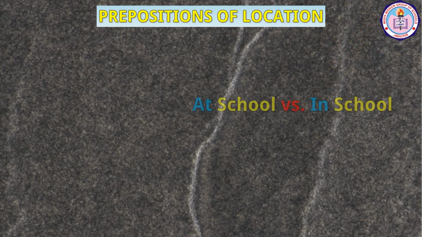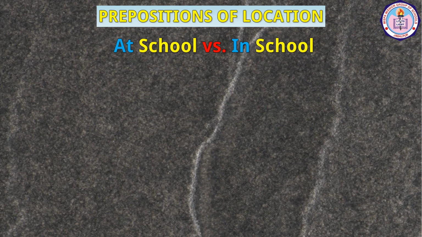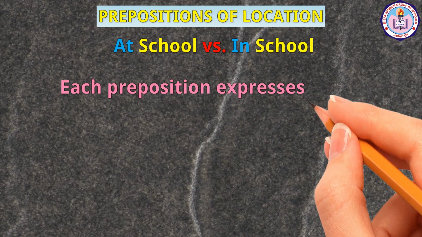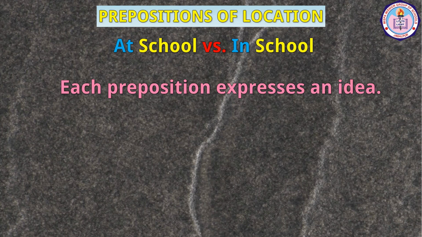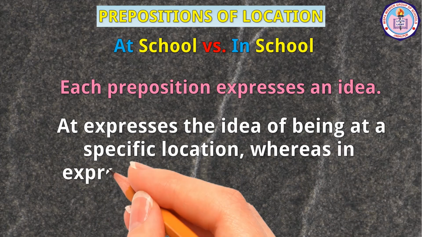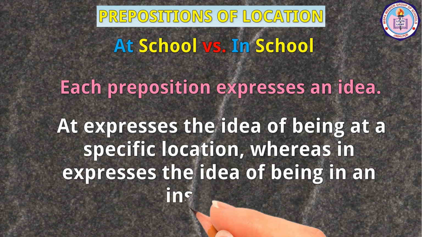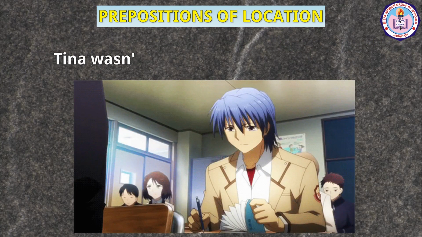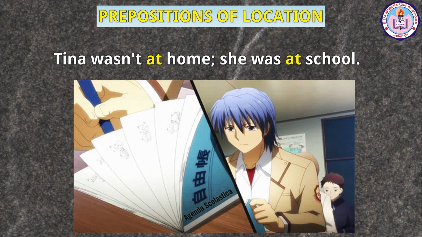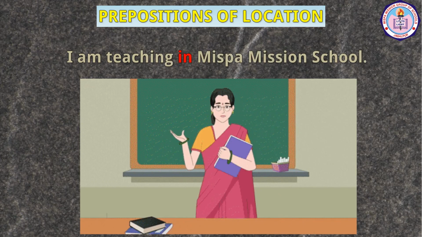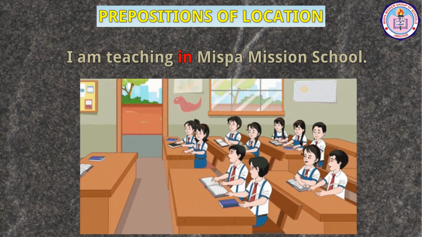At school versus in school. It is important to remember that each preposition expresses an idea. For example, at expresses the idea of being at a specific location, whereas in expresses the idea of being in an institution. Examples. Tina wasn't at home. She was at school. Here, Tina is at that location. I am teaching in Miss Permission School. Here, I am employed in the school.